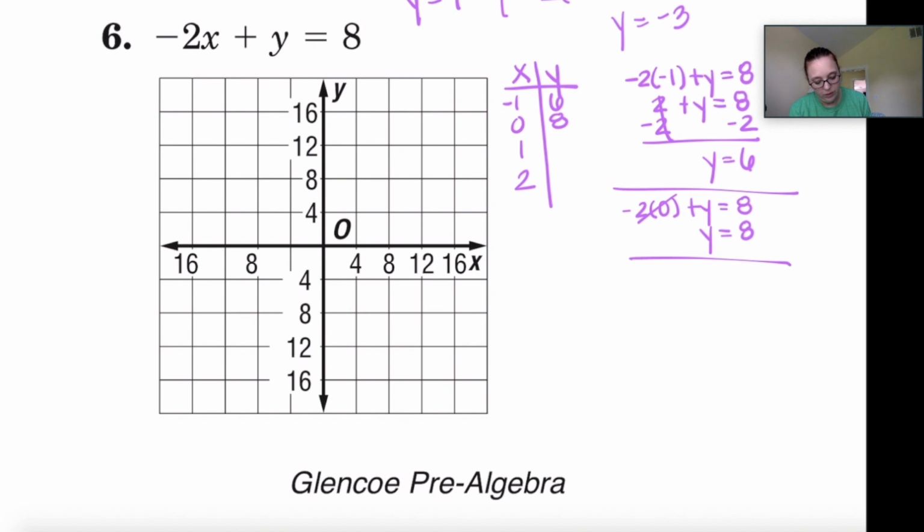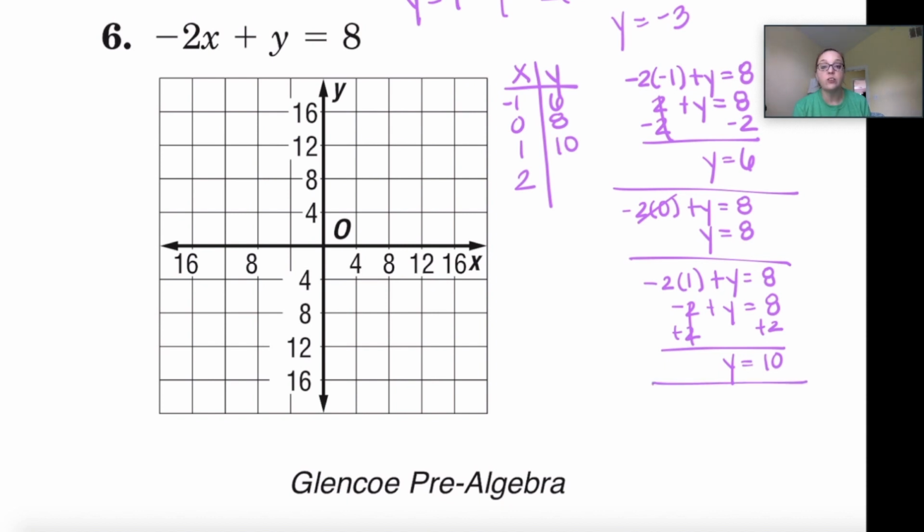Let's do another one. I'm going to do negative 2 times 1 plus y equals 8. So negative 2 plus y equals 8. You would add 2 on each side for this. So y will be 10.